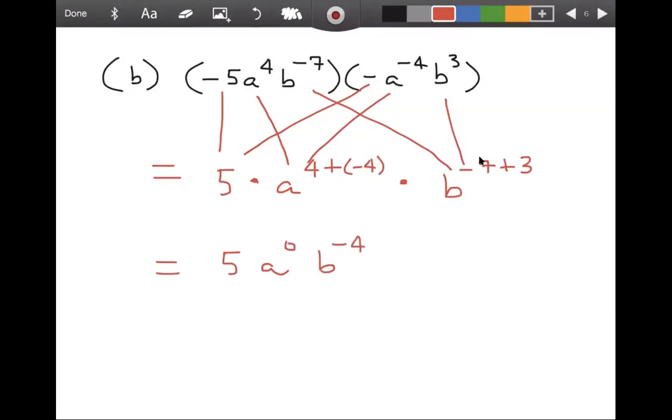All right, so one of the rules for making your expression completely simplified is that you don't have any zero exponents, because we have the zero exponent rule. We can just change this a to the 0 into 1. And another rule is that we don't have any negative exponents. If the negative exponent is upstairs, we send it downstairs. If it's downstairs, we send it upstairs. In this case, it's upstairs, so I'm going to send it downstairs. So my final answer would be 5 over b to the fourth.